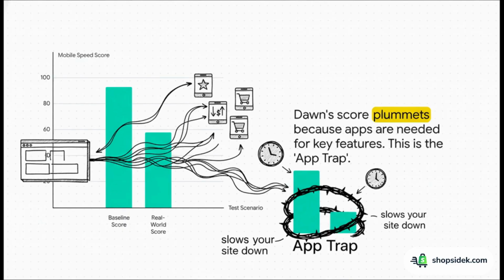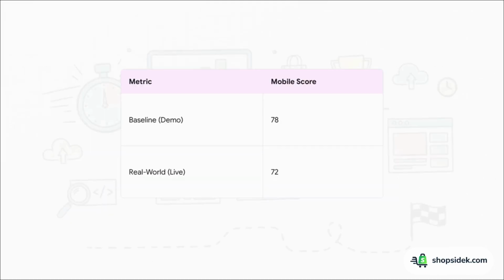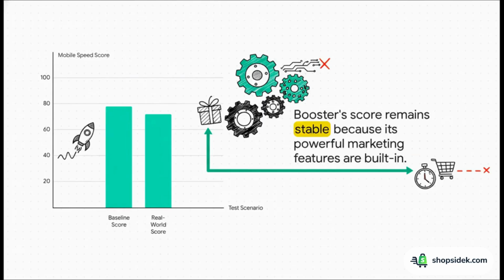This, my friends, is what we call the app trap. Okay, now let's switch gears and look at a premium theme like Booster. At first glance, its baseline score of 78 might not seem as impressive as Dawn's. But check this out. Its real-world score is a super stable 72. I mean, the difference is just crystal clear, right? Booster's performance drop-off is tiny.